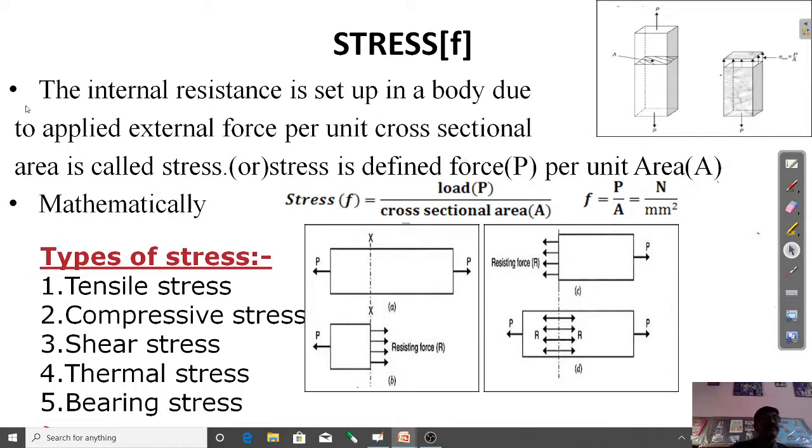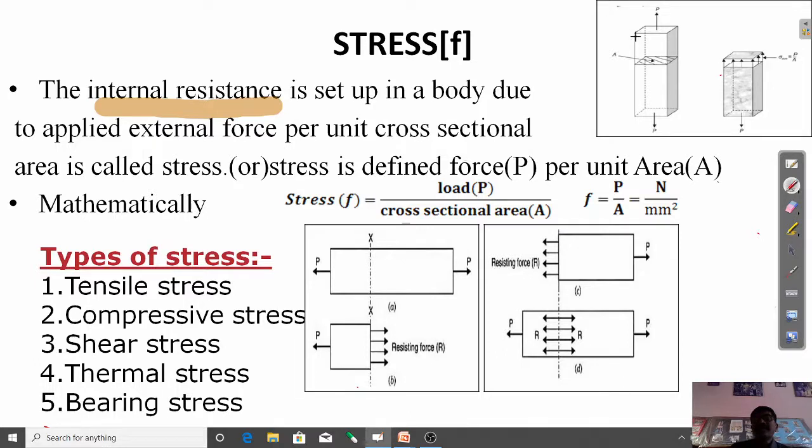Stress. Stress is defined as the internal resistance set up in the body due to applied external force per unit cross-section area is called stress, or stress is also defined as force per unit area. Mathematically, as you know, stress is indicated by f. We know that it is load P by cross-section area. That is equal to f is equal to P by A, Newton per mm square. We'll come to know what is internal resistance and how it is set up in the body.